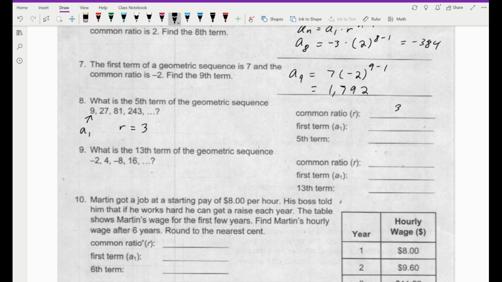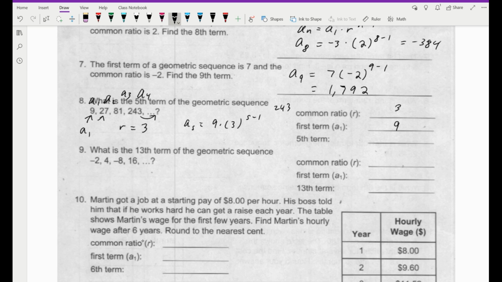Now the common ratio is 3. The first term is 9. Find the 5th term. So a sub 5 is equal to the first term of 9 times 3 raised to the 5 minus 1. Of course, we already see the first four terms here: A1, A2, A3 is 81, A4 is 243. If we would do the equation, we would get the same answer.